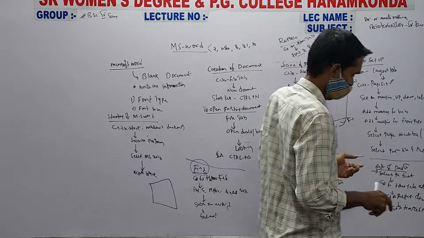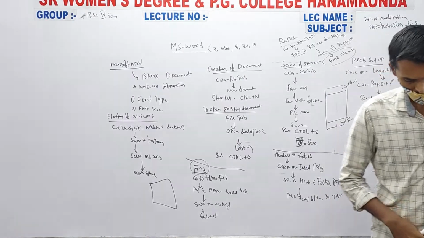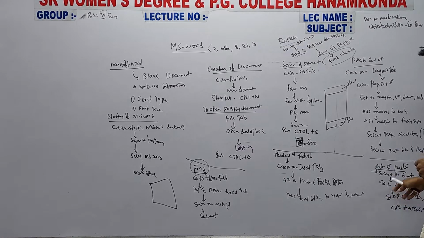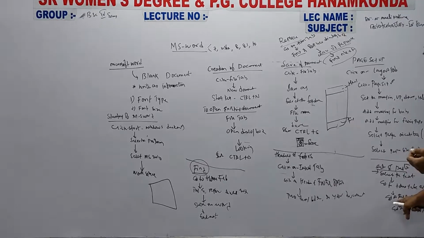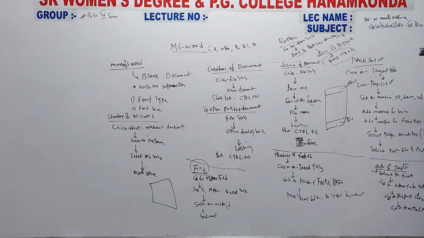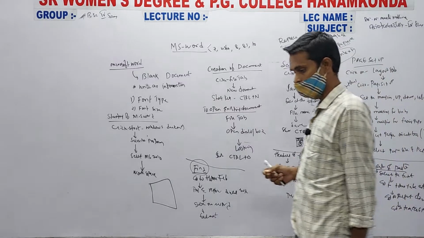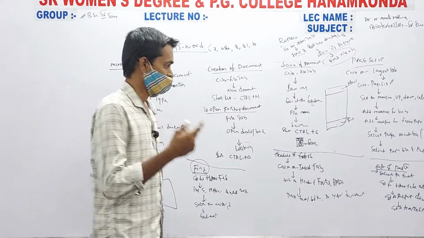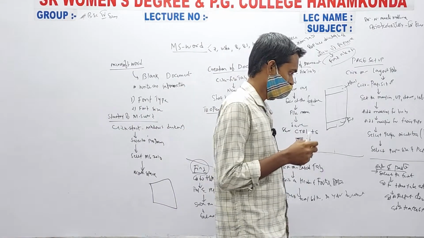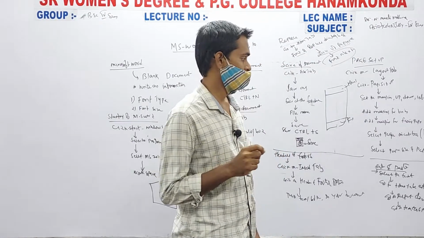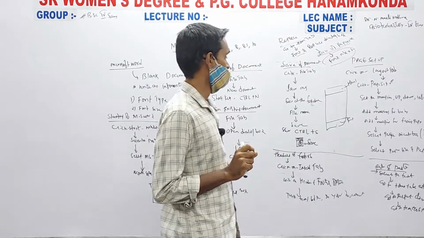Next, cut and paste. If we want to paste some information from another place into the new document, select the text and go to the Home tab, where we see the cut option. Then go to the target place and on the Home tab click the paste button. Or else select the text and press Control X, which will cut the text, then go to the target place and press Control V, and the cut text will be pasted. That is cut and paste.